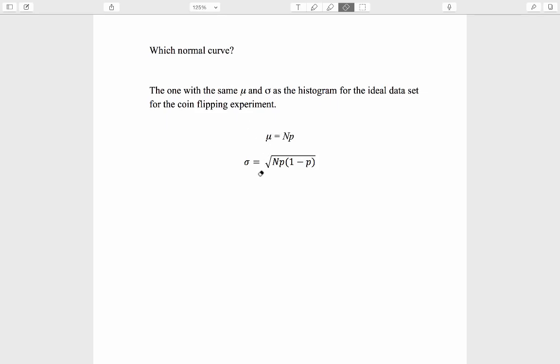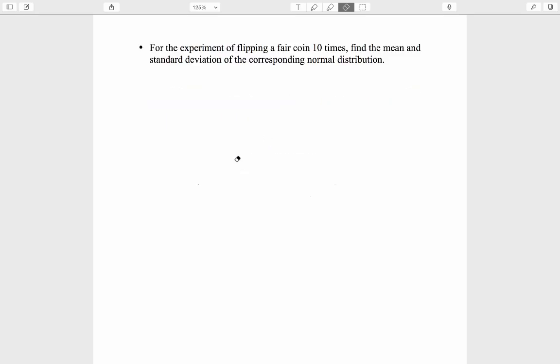I can take the mu and sigma from that experiment and draw a normal curve based on exactly that mean and that standard deviation. For the experiment of flipping a fair coin 10 times, the one we were just looking at, find the mean and the standard deviation of the corresponding normal distribution. This experiment has a certain mu. It is given by mu equals np, that's the formula. N is 10, p equals 0.5, so the mean is 5 heads.